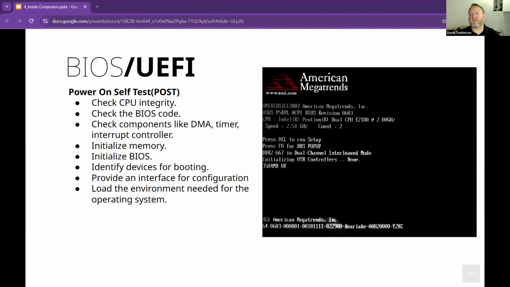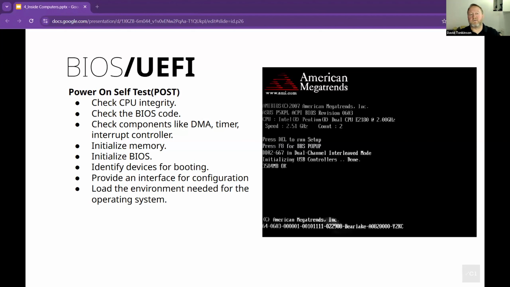These are hardware interrupts. This is what happens if you have a piece of hardware that wants to talk to a system. It uses an interrupt code. It puts its hands up, and that's an interrupt to the processor that says, I've got something for you. And the processor will go, okay, I need to pay you some attention. So that's an interrupt code. It initializes the memory to make sure it's good, initializes the BIOS, identifies the device for booting, and then provides an interface for any configuration. So you've got an American Megatrends one there.